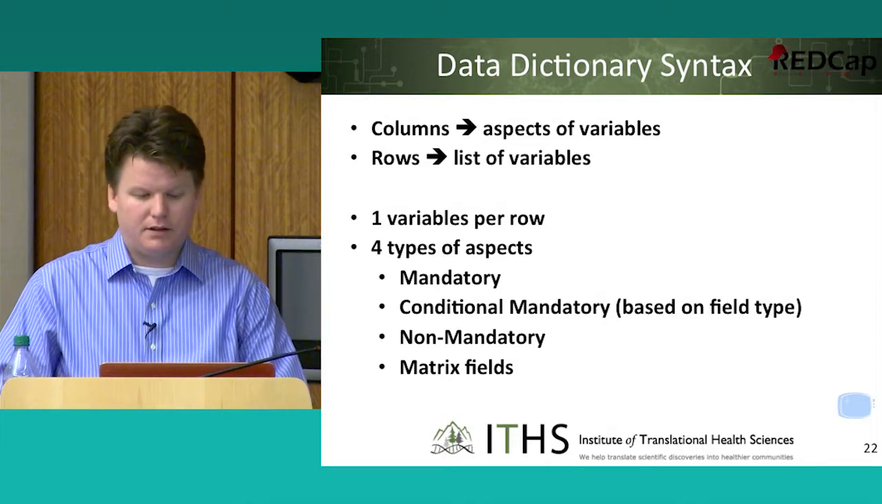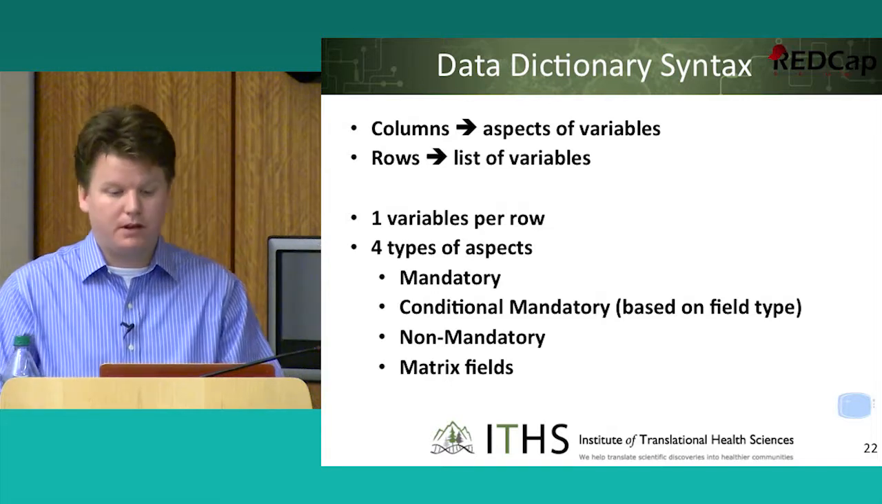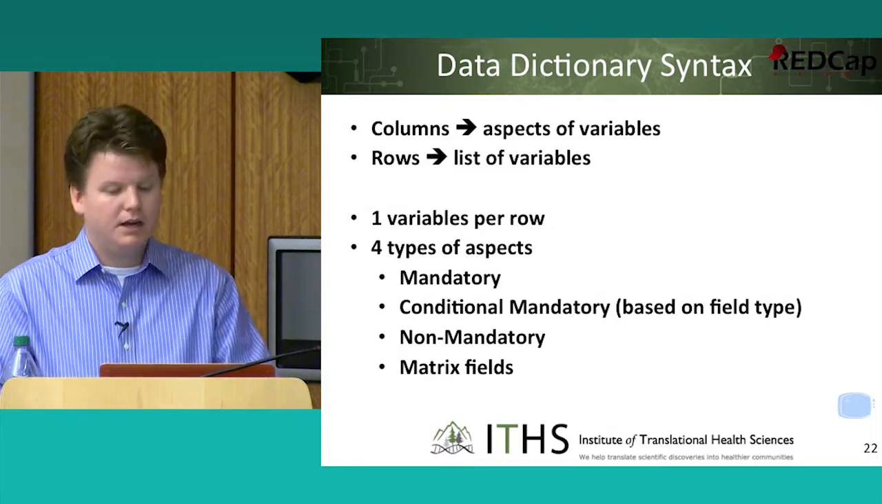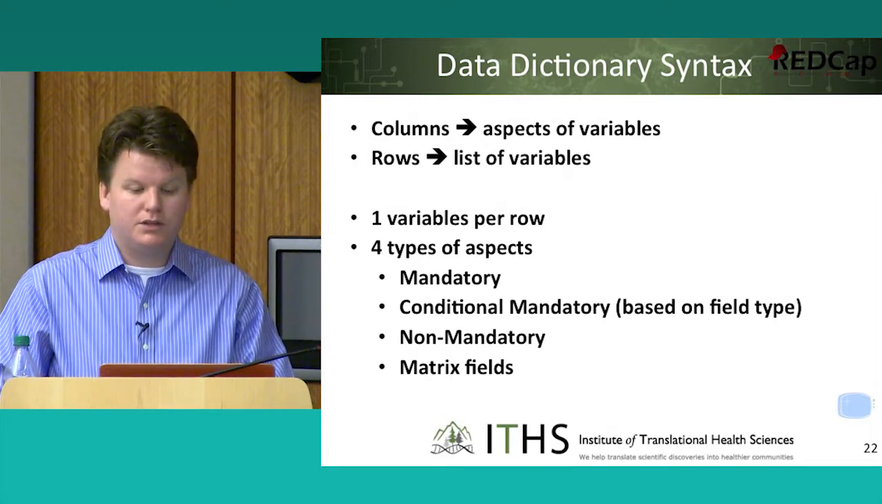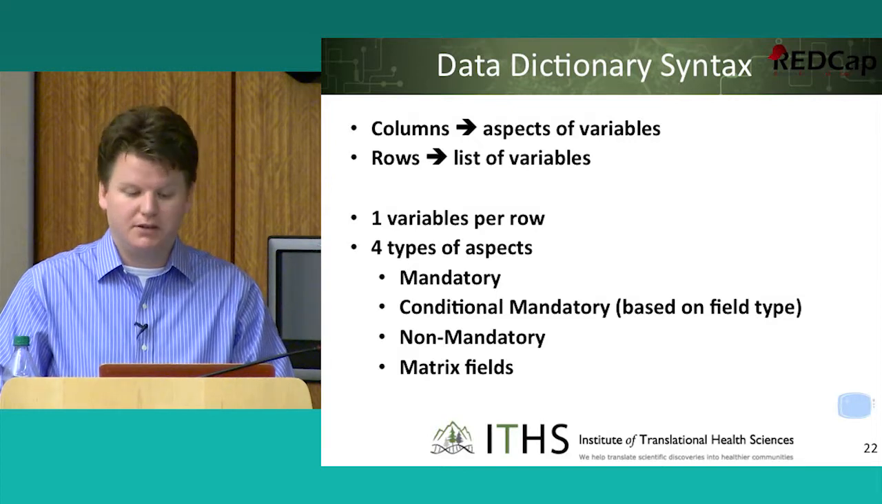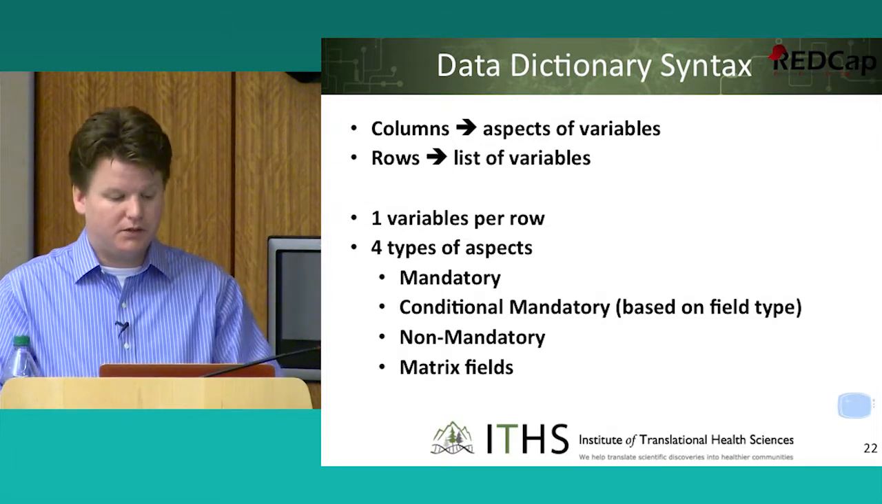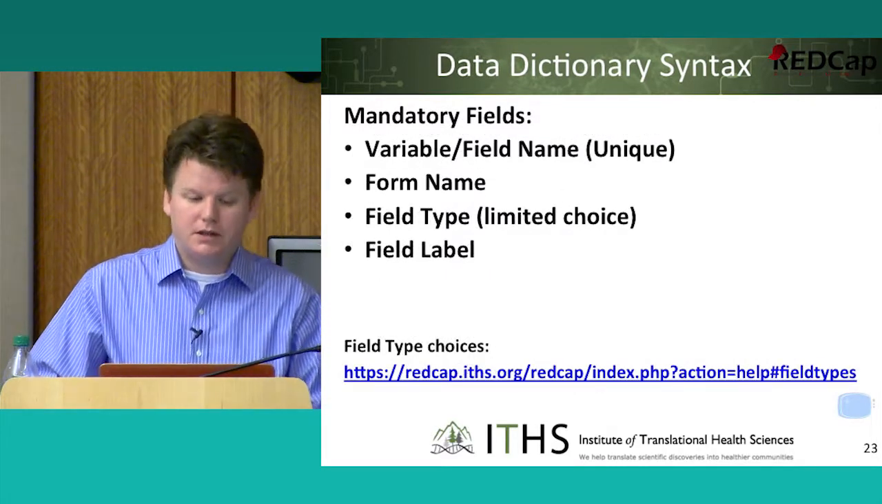I have an example data dictionary here, which I will also email to you guys. The green ones are the mandatory ones, the blue ones are the non-mandatory ones, and the red one is the conditional mandatory one. And finally, the matrix group is also orange, because if you're making a matrix, that's also required. Mandatory fields, 4 major ones.